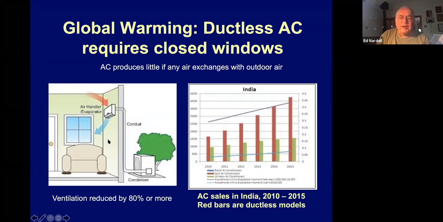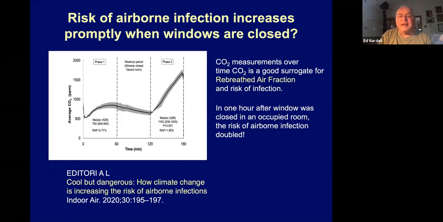So the paper we'll see is called Cool But Dangerous, and it implies that when you turn on an air conditioner, you have to close the window, and basically you're rebreathing air that other people have breathed at a greater level. And here's a demonstration of that. In an office building with 5 people, we measured the CO2 levels, carbon dioxide levels, and it was about 700 or 800. Then we asked people to leave and open the window, and then went back toward normal outside levels of 400 or 500.